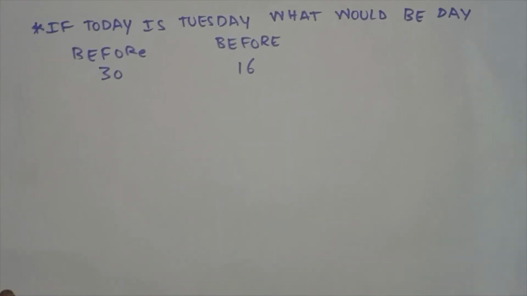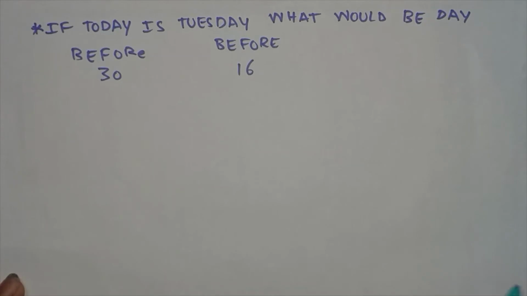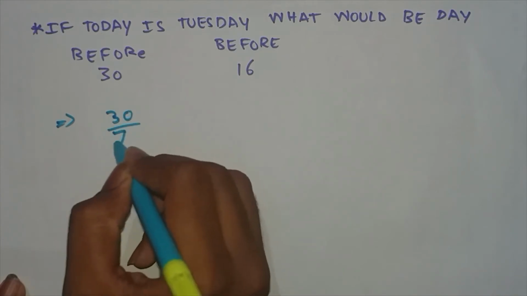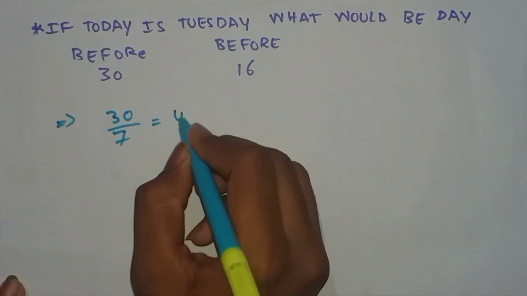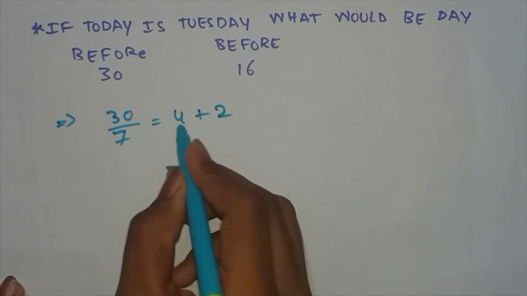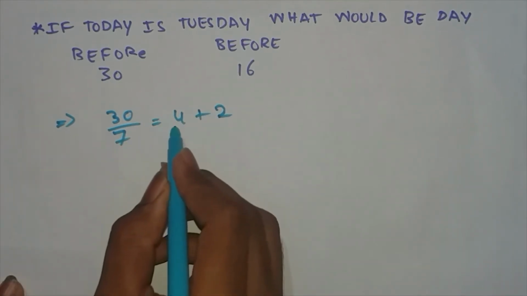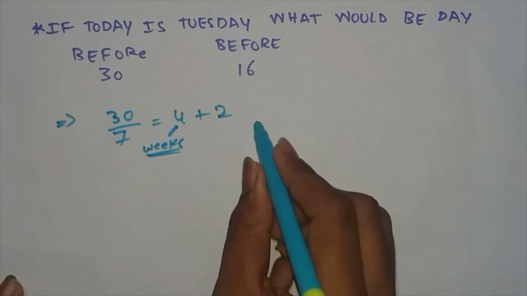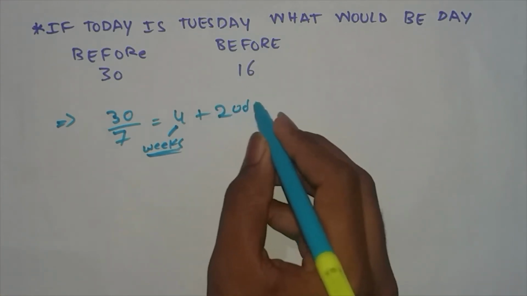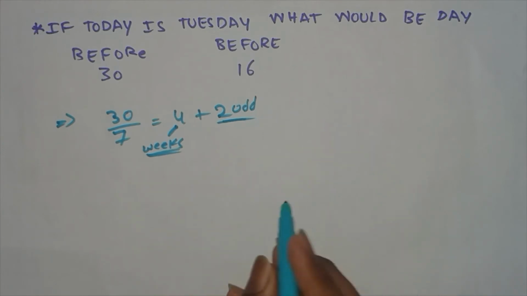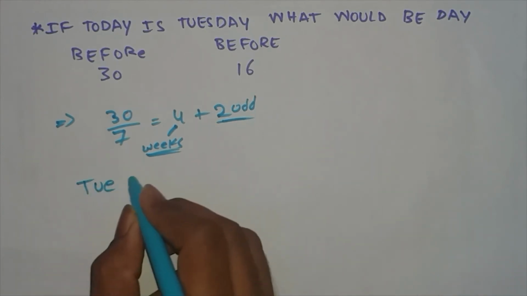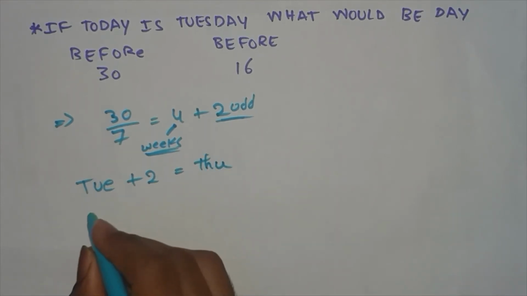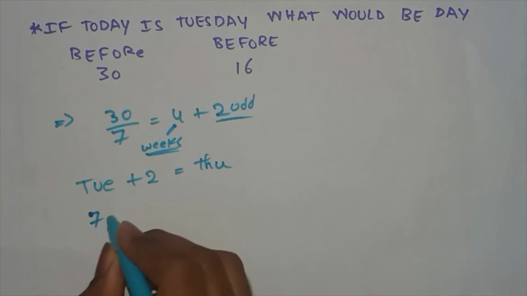So previously I have told you to find the number of odd days when the question is given. So how to find the number of odd days? 30 by 7. 7 4s are 28 plus 2 odd days. So what is this 4? Leave it aside because I am getting 4 complete weeks. So I won't take these 4 complete weeks. I want only the extra odd days. The extra odd days in this are 2 odd days. So add 2 odd days to Tuesday. That is Thursday.